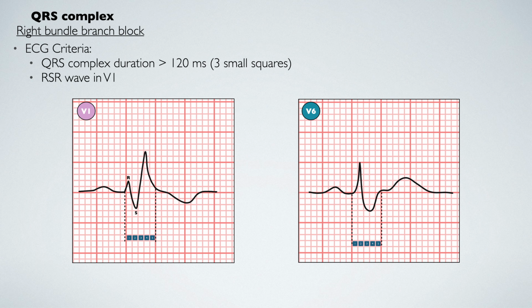An RSR wave should be present in V1 and an RS wave present in V6. The S wave in V6 should have a duration of 40 milliseconds, which is equivalent to 1 small square. In our case, the value is 2 small squares, which is 80 milliseconds.